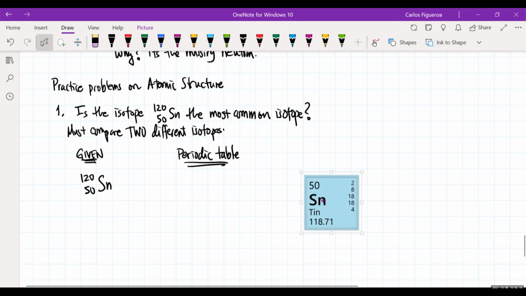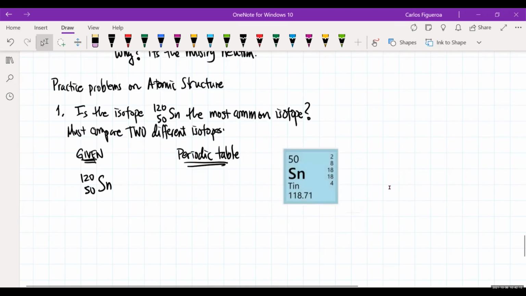Okay. So when you look at the one on the periodic table, I got to round. If I round, I could see that this is 119, this is 50, and this is Sn. You got to calculate both of them. Let's calculate them. This one has 70 neutrons. This one has 69 neutrons.